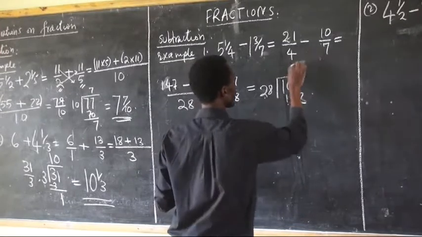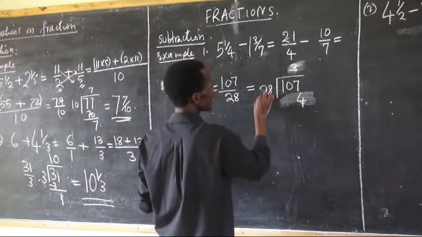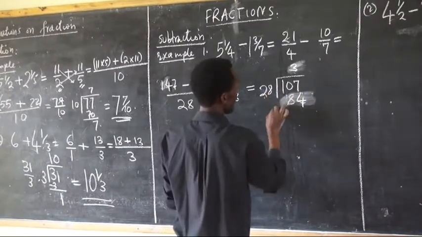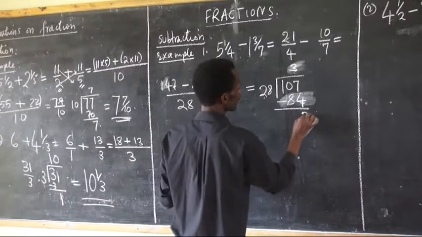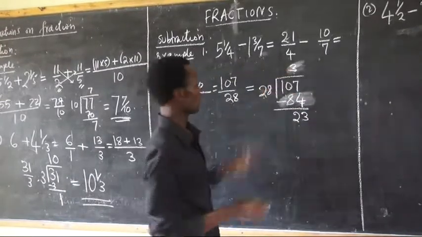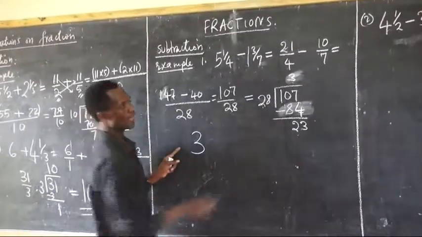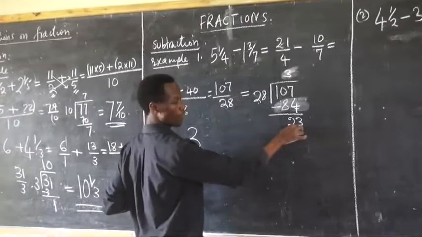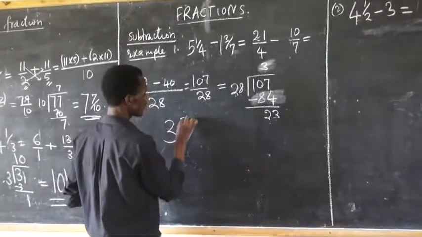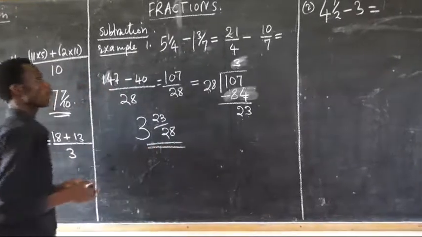So by 3, which is equal to 84. Now, 107 minus 84 is 23. Therefore, we have got 3 as a whole number. The number that remains, we are left with what? 23 over 28. So this is how we can do this.